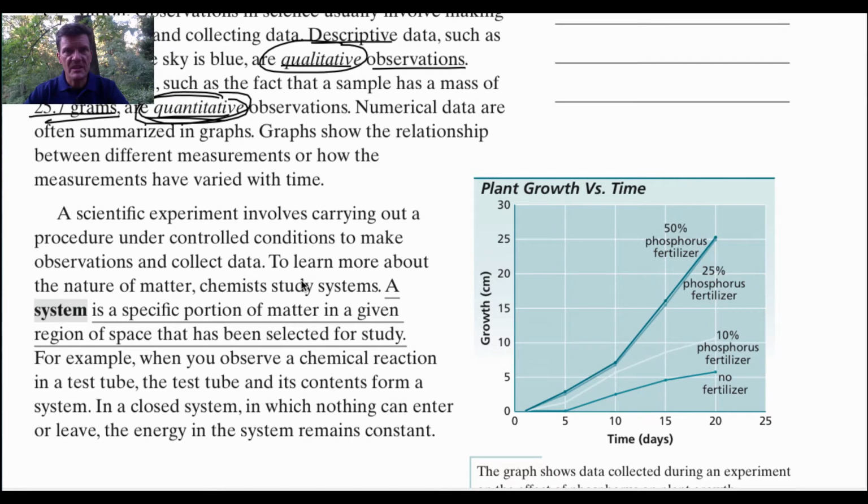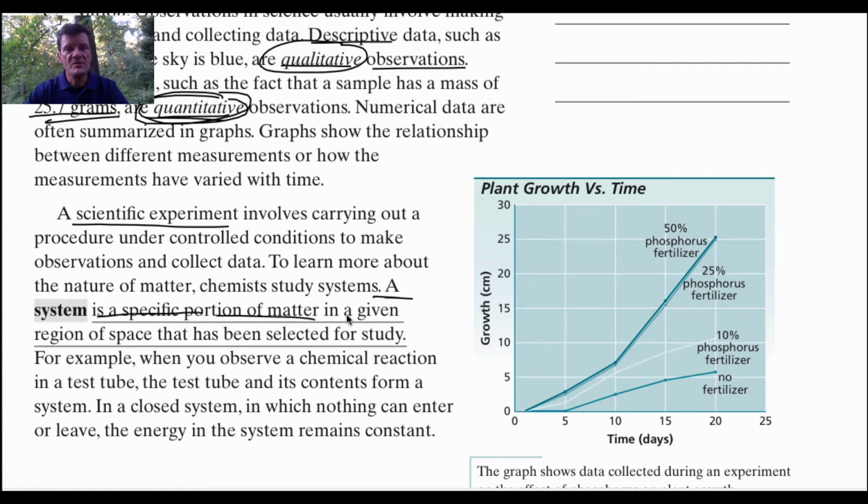We love to use graphs in chemistry and science class in order to represent the data that we're collecting. And we learn a little bit about that process as we're going through a scientific experiment, okay?